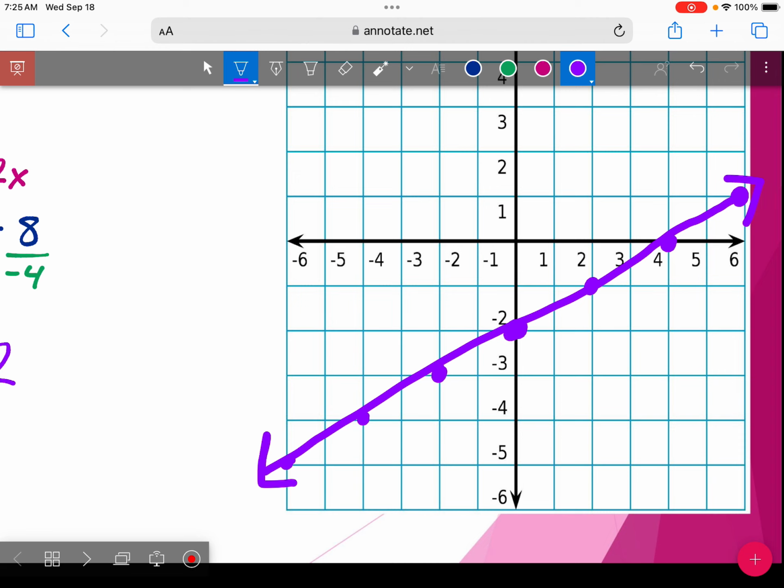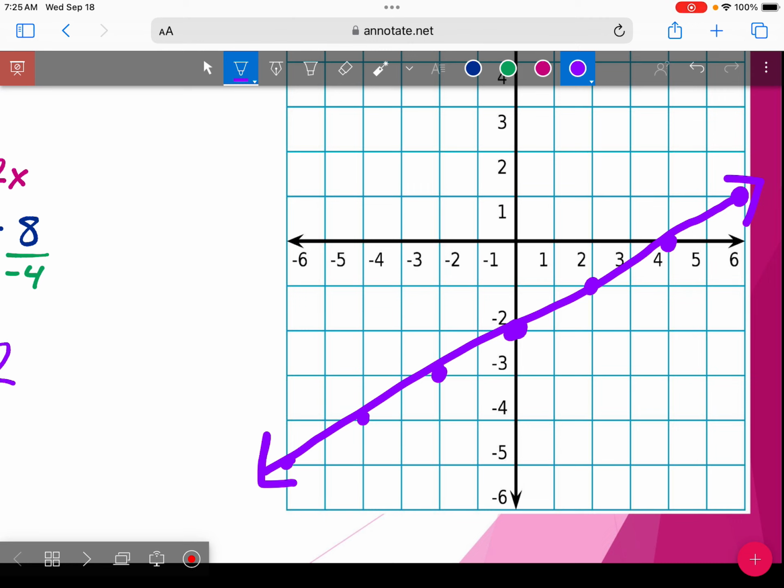I can tell that you did not use a ruler. Yes, we can tell when we don't use rulers. You've got to use rulers. It is not optional when you are graphing lines.